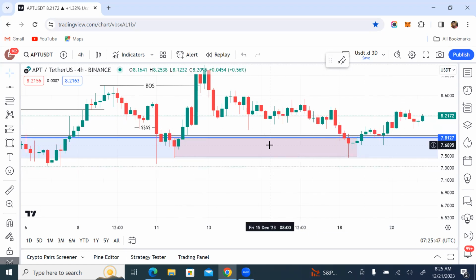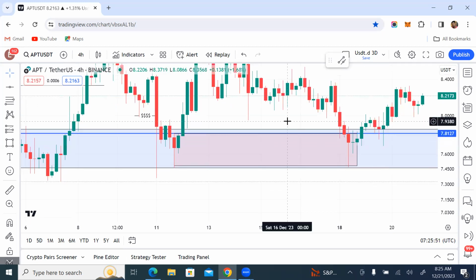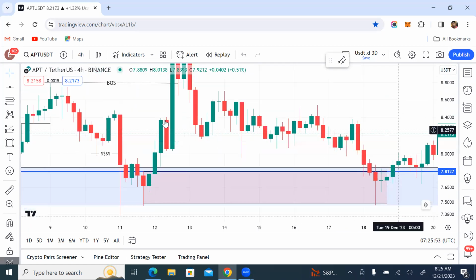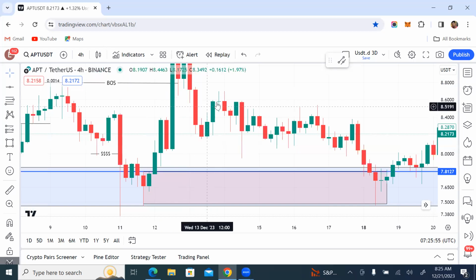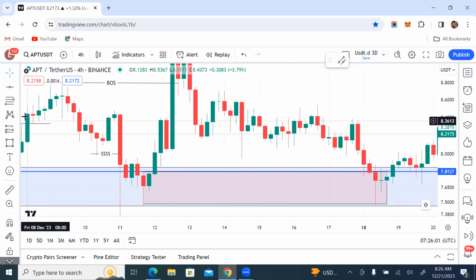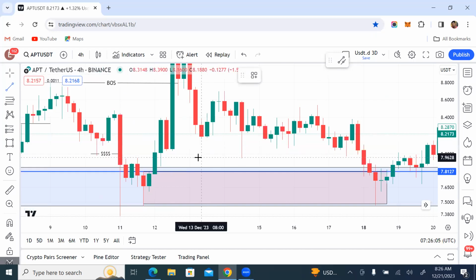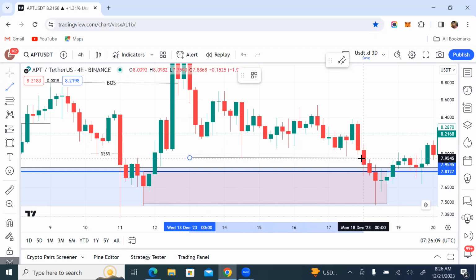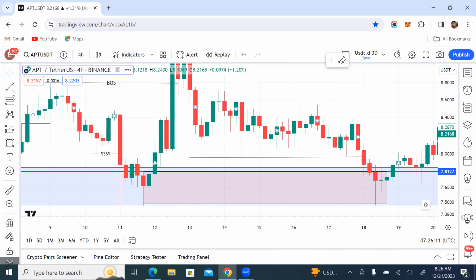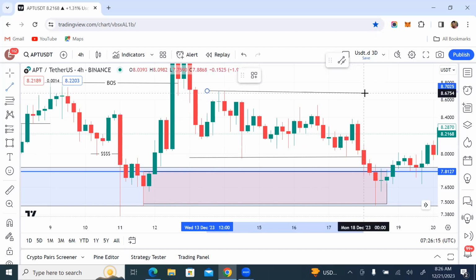But before price retested this order block, look at the final confirmation. This is where it gets very interesting. You're going to start seeing what we call a liquidity pool. You're going to see something like this.